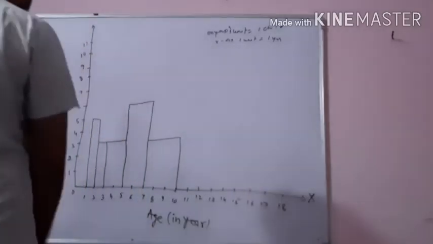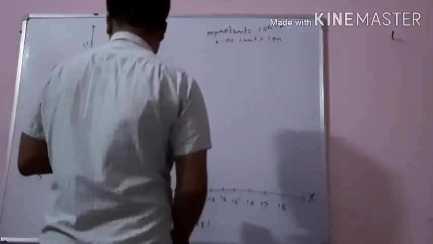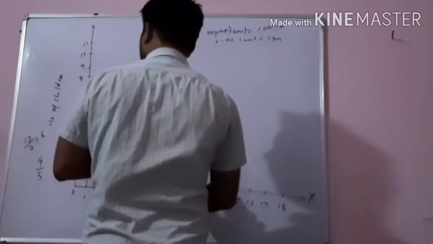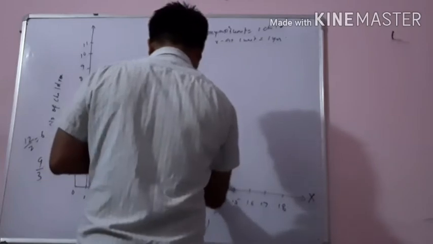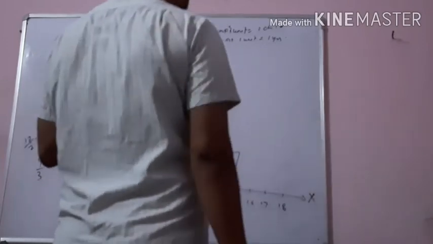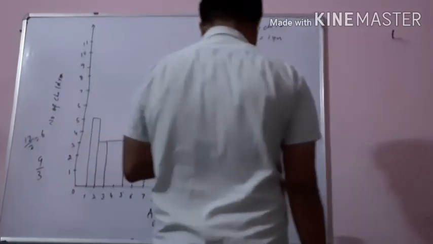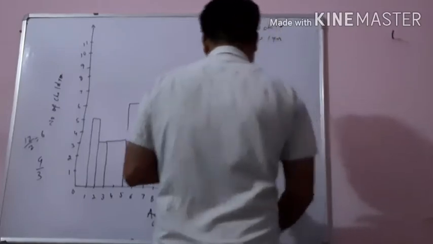Now 10 to 15. Our frequency is 2. What will be the length of rectangle? Length of rectangle is 2. So 2, 10 to 15. Now 15 to 17. Again the frequency is 2, so length of rectangle is 2.